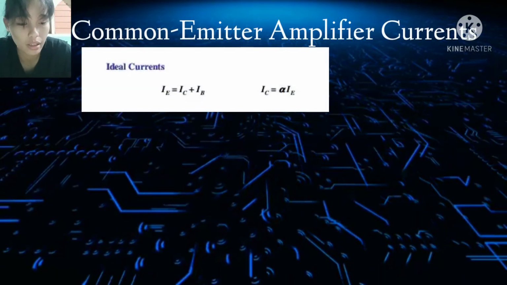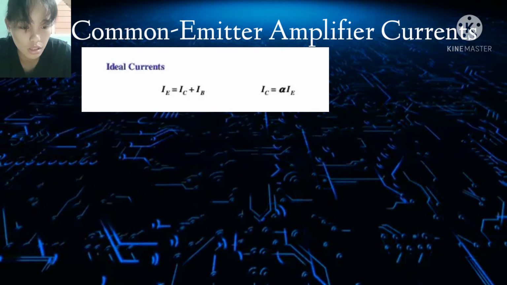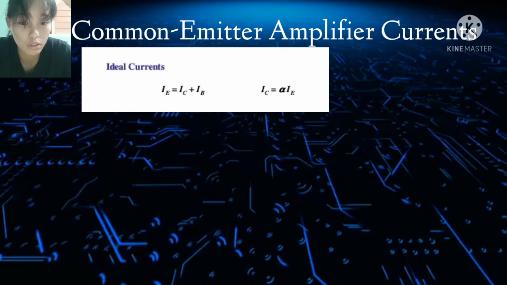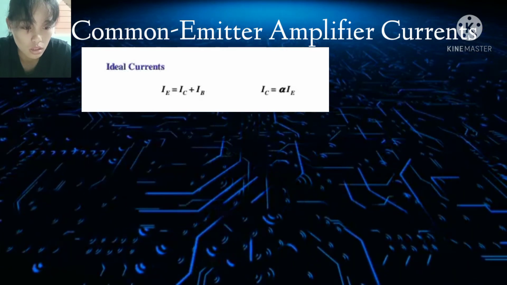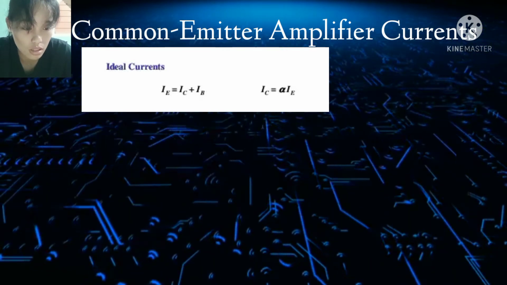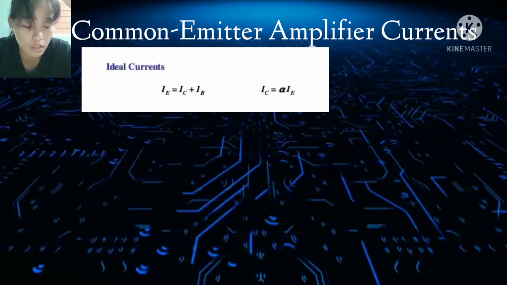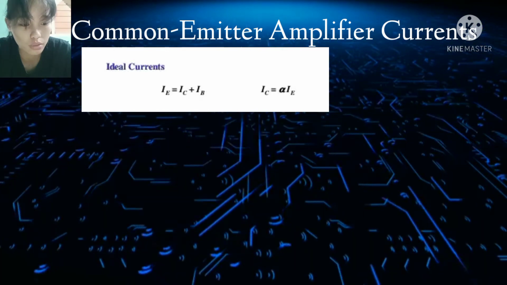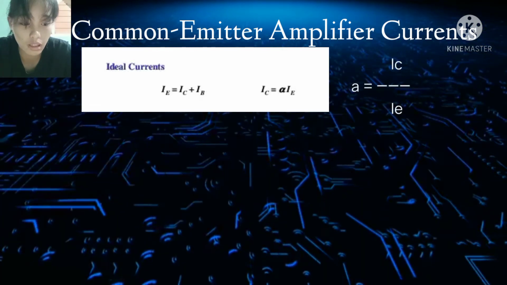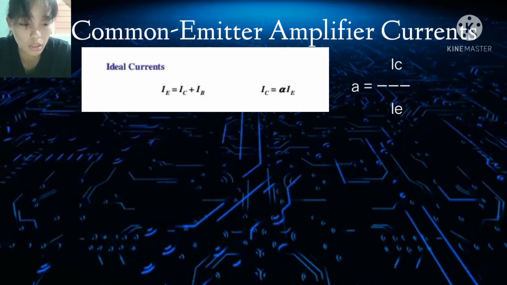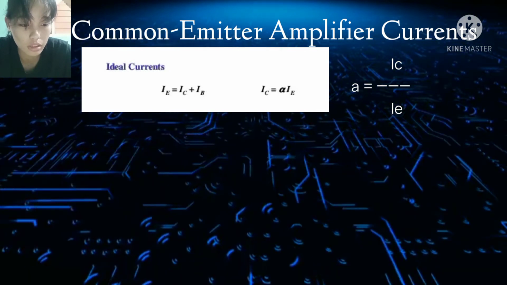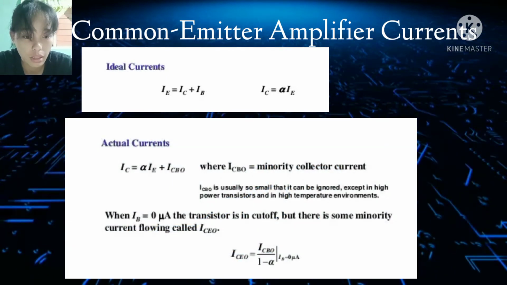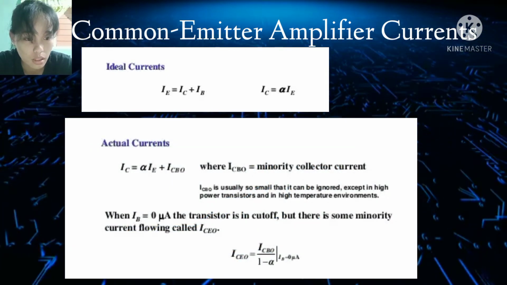Common emitter amplifier currents. For the ideal currents, we know that our emitter current is equal to the collector current plus the base current. As we know, our alpha is equal to the collector current divided by the emitter current. So by cross multiplying, our collector current is equal to alpha times the emitter current. And for the actual currents naman, our collector current will be equal to alpha times the emitter current plus ICBO, or the minority collector current.